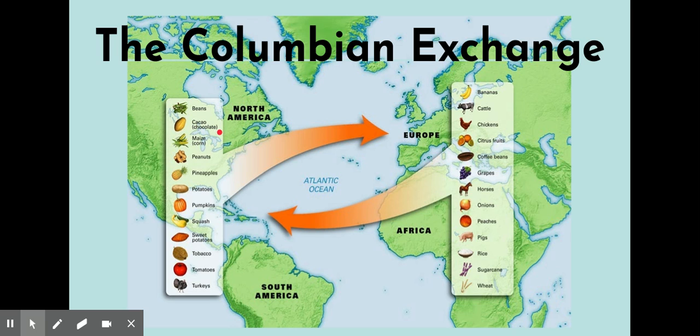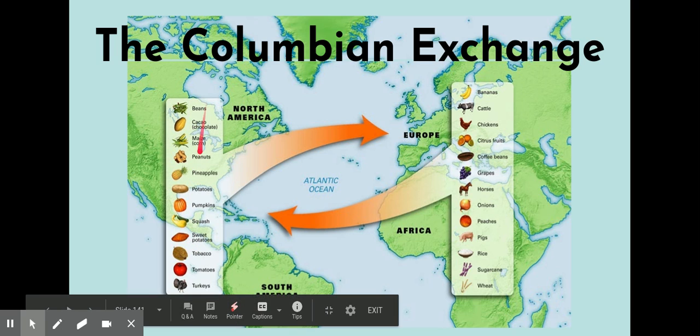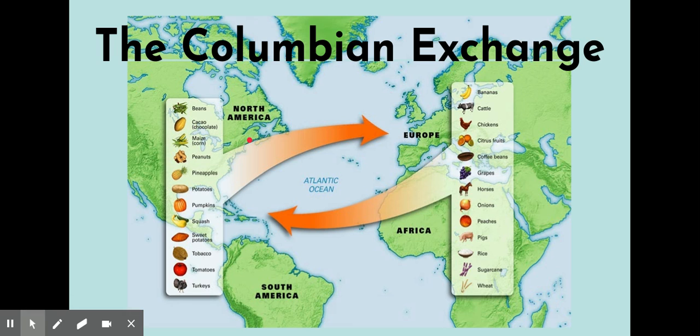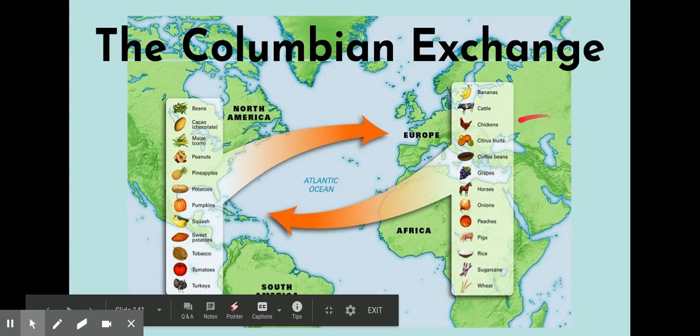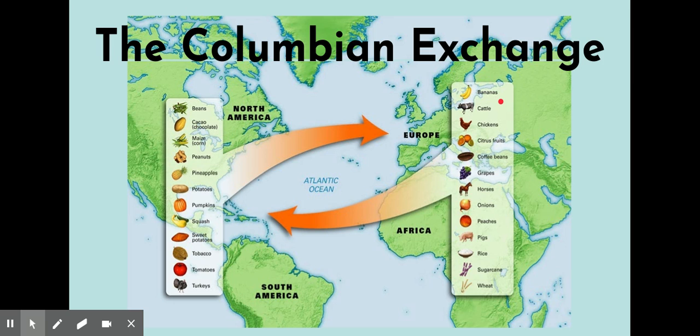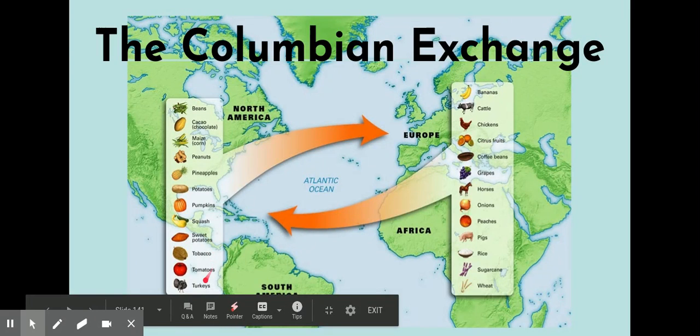This is what this map sort of symbolizes. You have these goods, these foods mostly, which did not exist in Europe prior to Columbus and the other explorers coming to the Americas. And then you have things which did not exist in the Americas, but existed in Europe or Africa or Asia, and were brought to the Americas. Some things that were taken to Europe: beans, cocoa, corn, maize, peanuts, pineapples, potatoes, pumpkins, squash, sweet potatoes, tobacco, tomatoes, and turkeys.